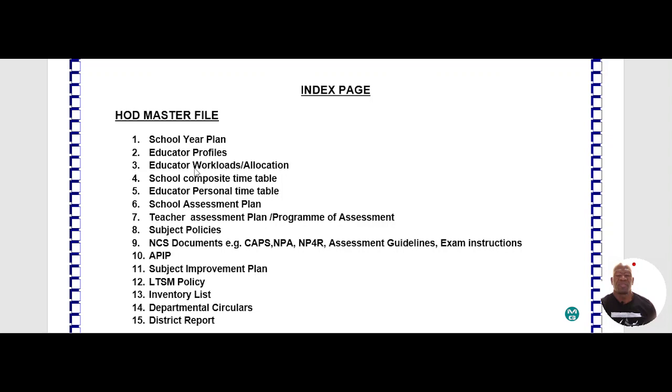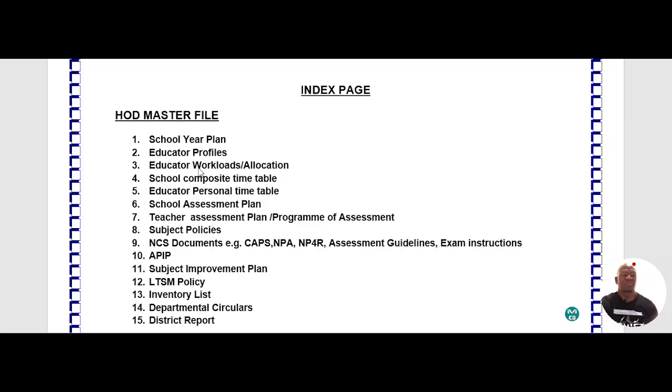So in terms of the educator profiles, that is what is going to be contained in those documents that are called educator profiles. Right, moving right along, this is the third one, the one that speaks to the workload. So in terms of the educator workload or allocation, this document is going to speak to how teachers have been allocated in the department, which subjects and how many hours per week, how many periods per day. Okay, that is the workload. So that is the third item in terms of the HOD master file.